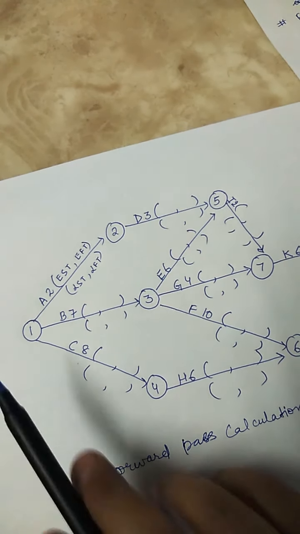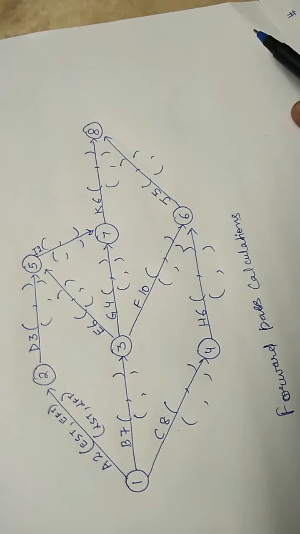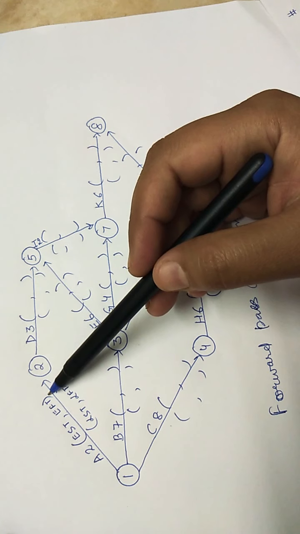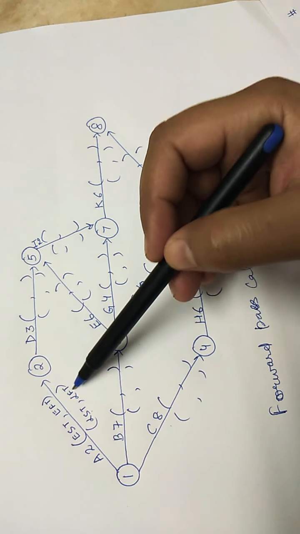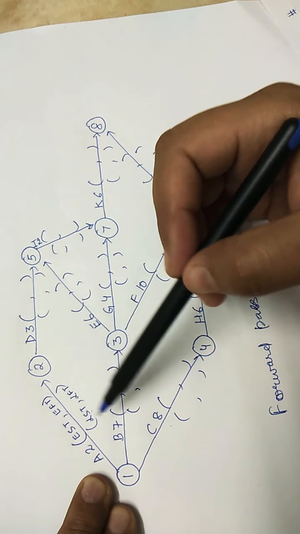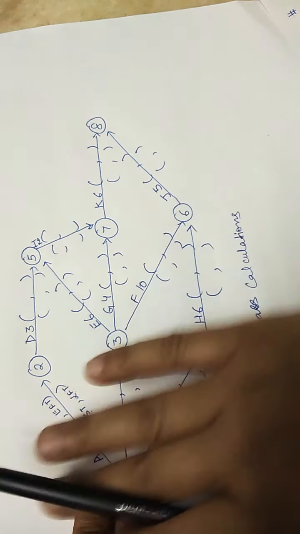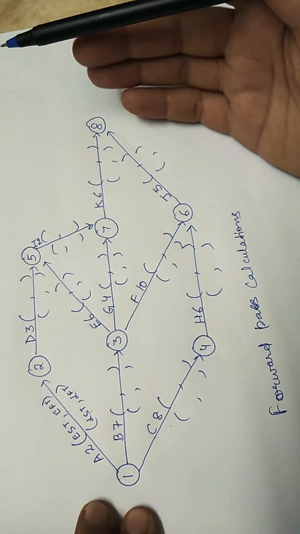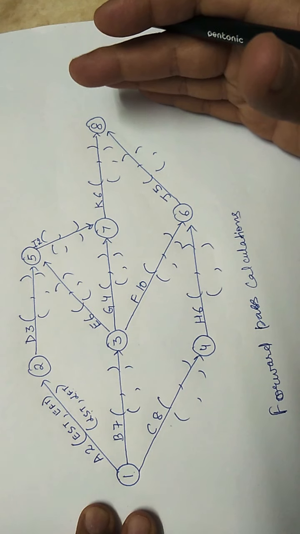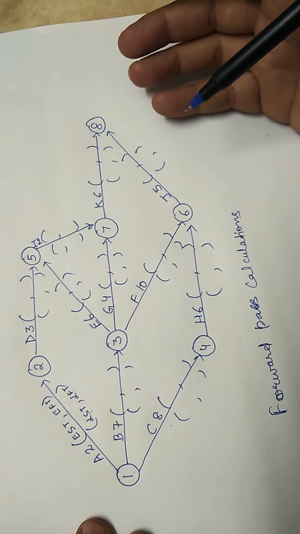Now the same thing is shown in the network also. We have to calculate earliest start time, finish time, latest start time, latest finish time, and this is how we have to write it. So we will be calculating first and then writing these values in the network only. Separately we don't have to write it, and that's why we need to make a very neat network so that the values are visible clearly.